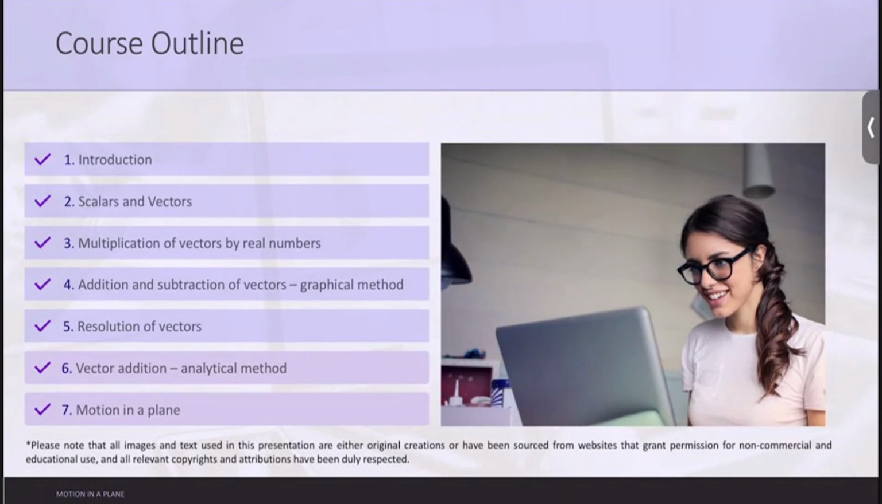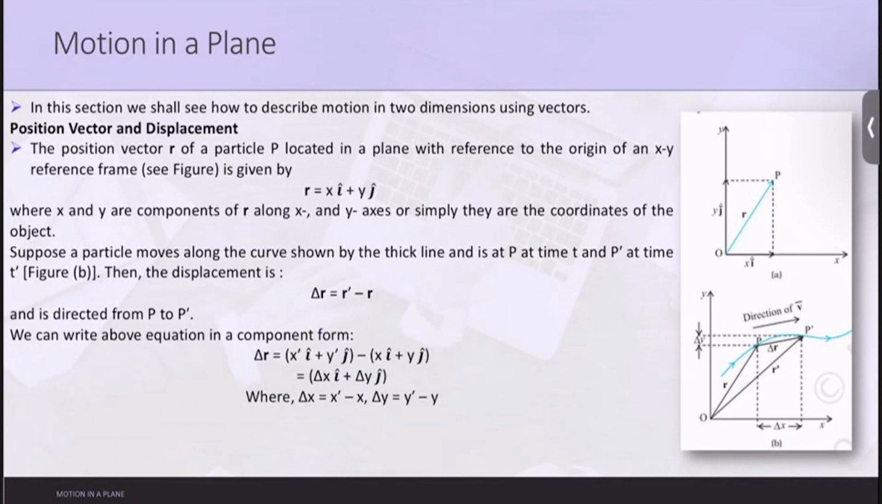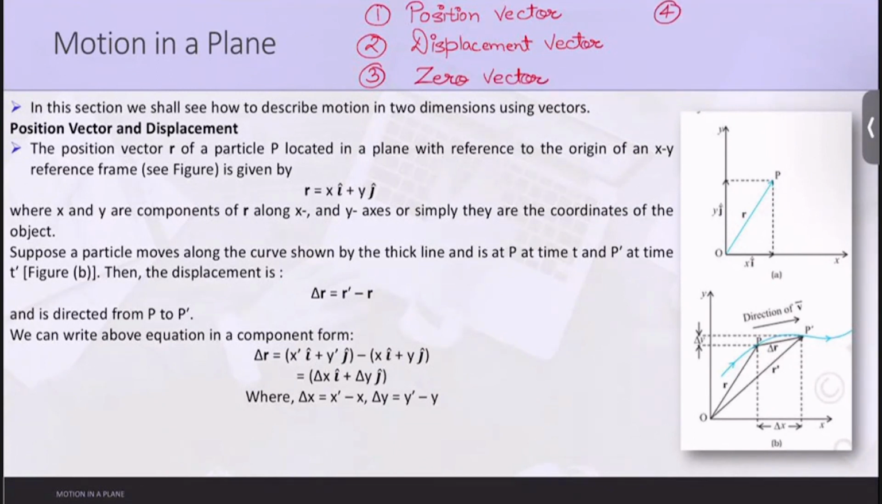So now let us move to the concept of motion in a plane. Okay, so let's start discussing motion in a plane, and then we can move forward. Fine. So let's start the discussion directly. Just a quick revision again. What were the basic vectors which we understood in this chapter? The first started with the position vector. The second was your displacement vector. The third was your zero vector. And the fourth was your unit vector.